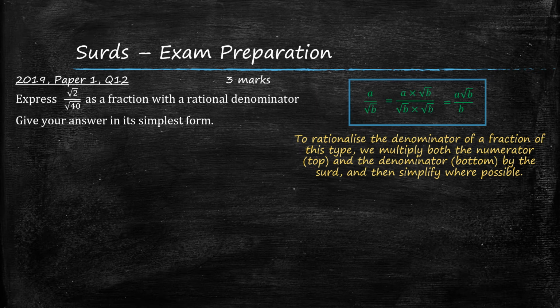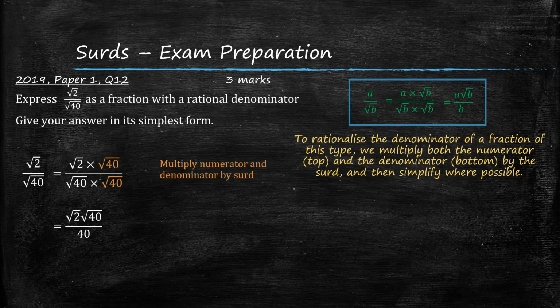In our next example, which is from 2019, paper 1, question 12, we're asked to express root 2 over root 40 as a fraction with a rational denominator and give your answer in its simplest form. And this is for 3 marks. So root 2 over root 40, first thing we want to do is multiply top and bottom by the surd to get the surd off the bottom. So that's root 2 times root 40 over root 40 times root 40. So this gives us root 2 times root 40 over 40. We've rationalized the denominator. And now we need to look to simplify this. So let's multiply the root 2 times root 40. So this gives us root 80 over 40.